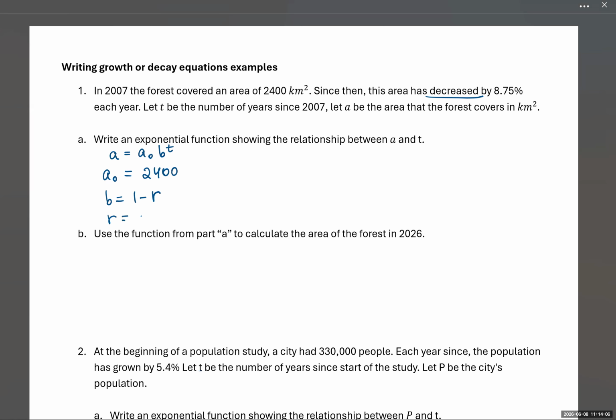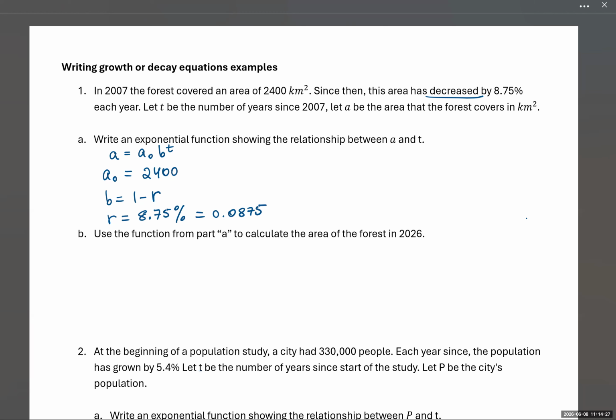Now, R is the percent, 8.75%, but we cannot put the percent into this equation. It doesn't work with percents. It has to be converted to a decimal number. So divide by 100, 0.0875, to convert R from percent to a decimal.